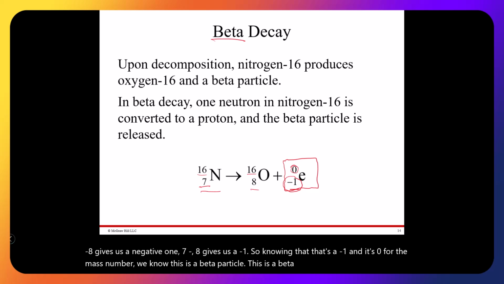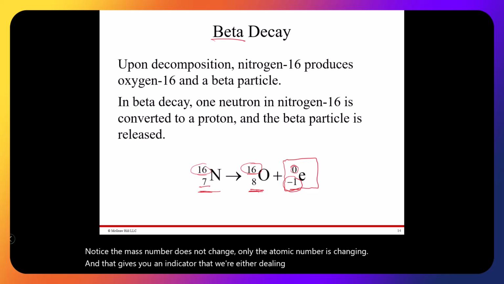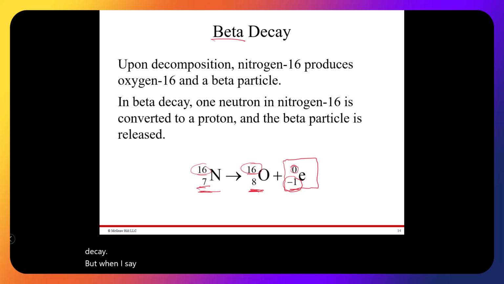So the telltale sign is, notice the mass number does not change, only the atomic number is changing. And that gives you an indicator that we're either dealing with a beta decay or a positron decay. But when I say 7 minus 8 and I get a negative 1, that tells me it's a beta decay.